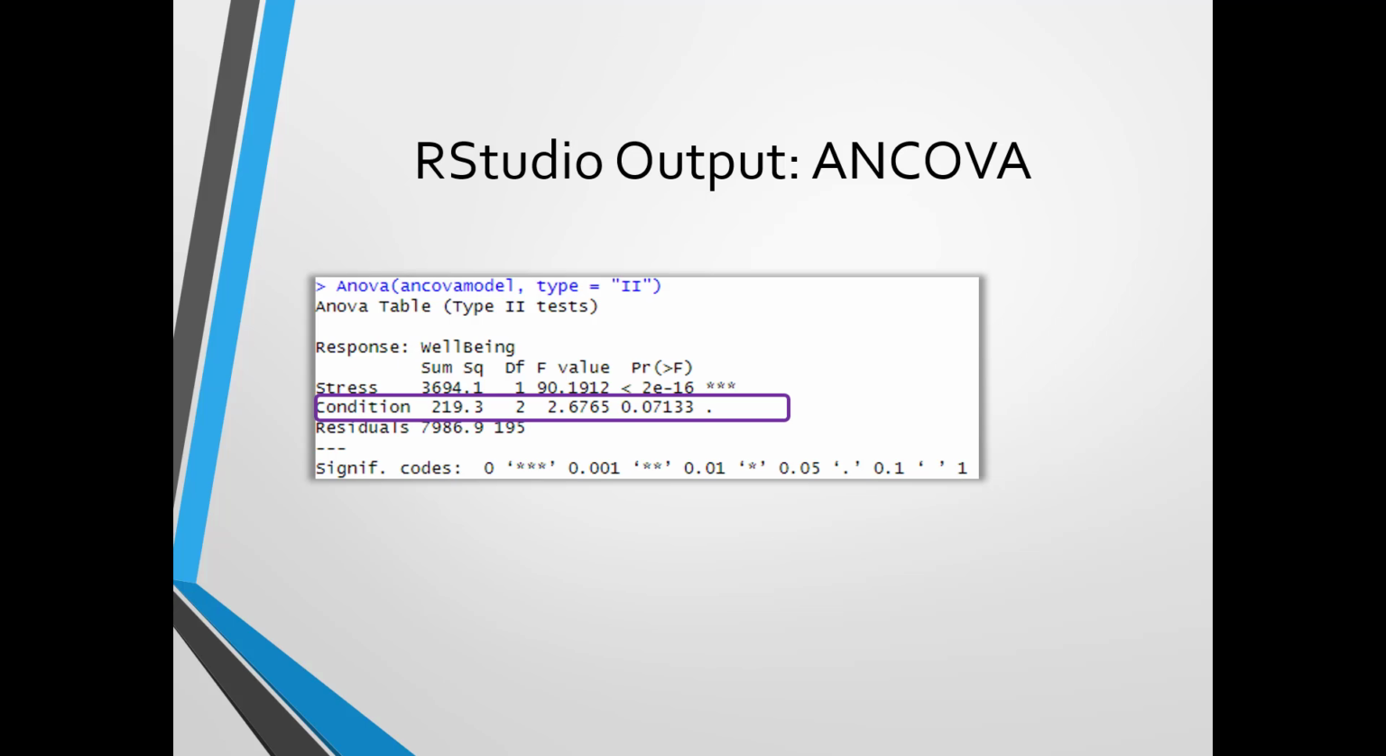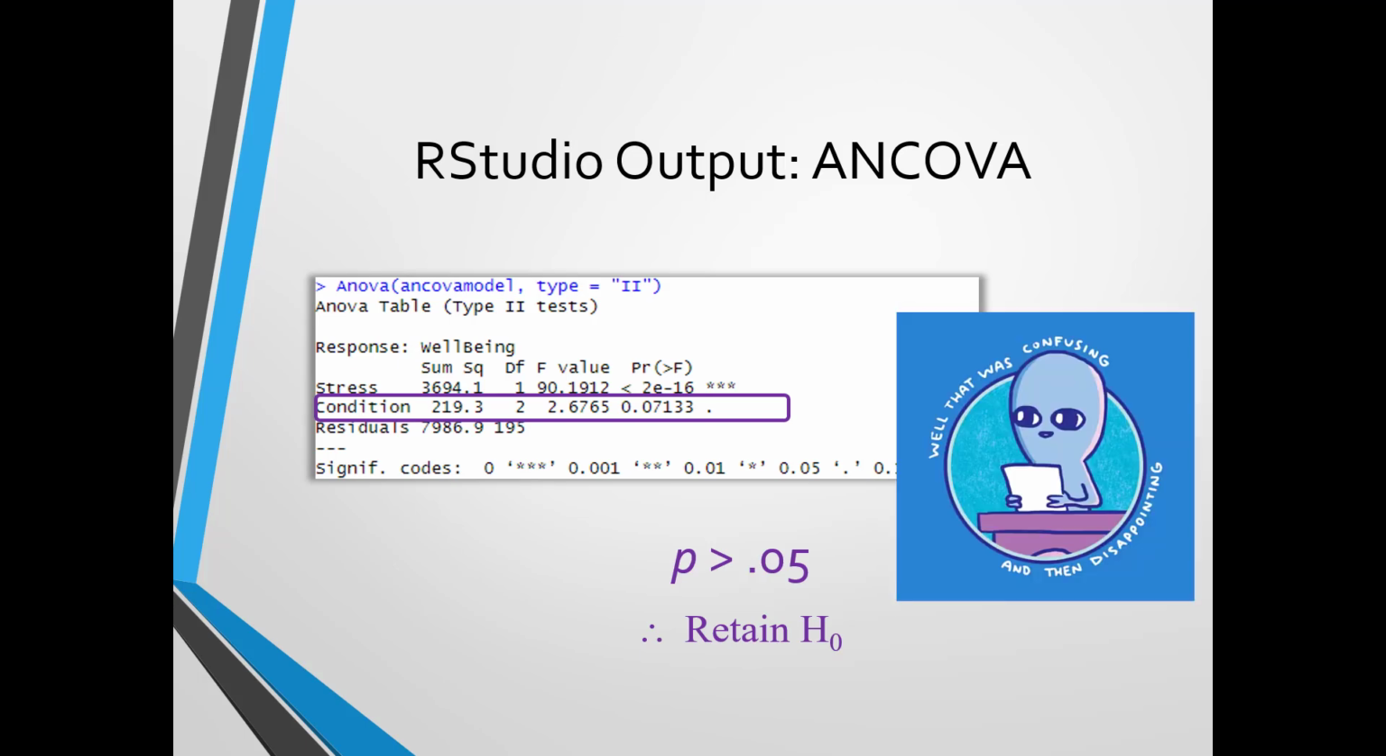And so if you have this F statistic with this p-value, 0.07, then we notice that p is greater than our alpha of 0.05. And so what do you conclude? Do you reject or retain the null hypothesis? You retain the null hypothesis, right? And so, bummer, we cannot reject the null hypothesis. And so the independent variable of condition does not have a significant effect.